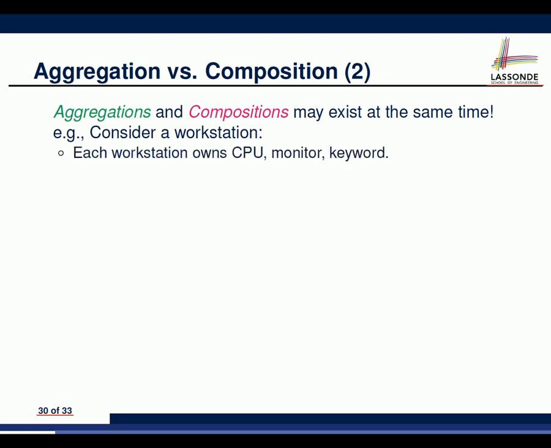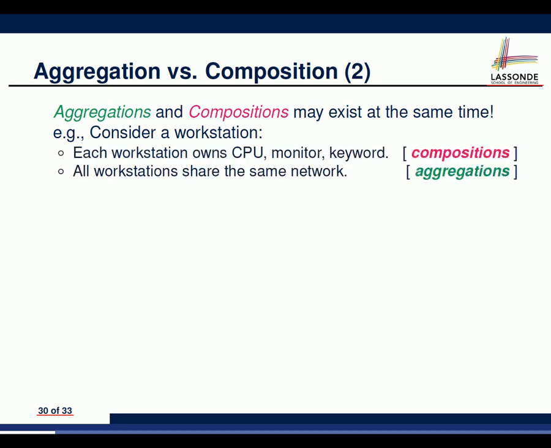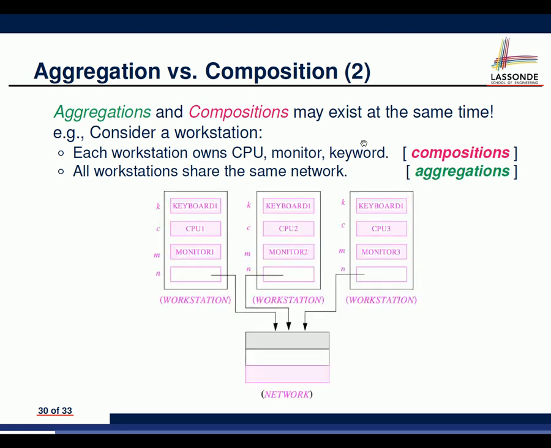So conceptually, the same network that's being shared is really aggregation, right? It's aliasing over here, which means workstation number 1 is referring to this particular network, which is just the same network as every other workstation. On the other hand, for CPU, monitor, and keyboard, they are composition; they are not really shared between any workstations. Conceptually, that's what you get.